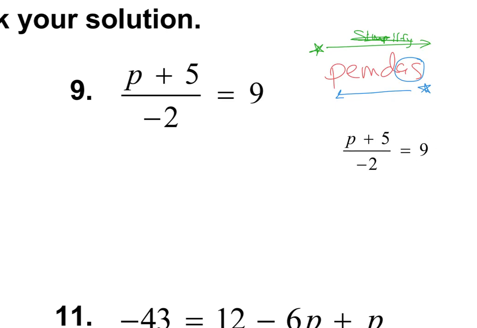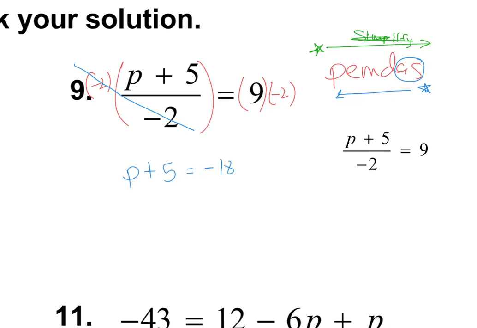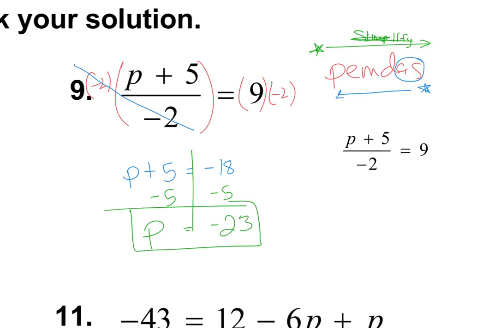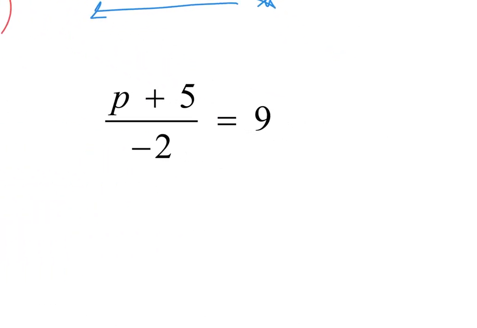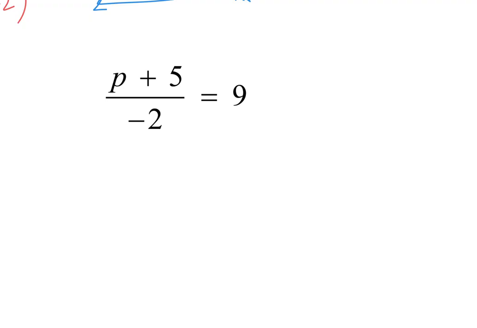So what I'm going to do first is do the way that I recommend. I'm going to multiply both sides by negative 2. And what happens is this negative 2 cancels that negative 2, and I get p plus 5 equals negative 18. And then I'm going to subtract 5, and I get p equals negative 23. Not too bad. But what if you thought, I really don't want to multiply by negative 2?